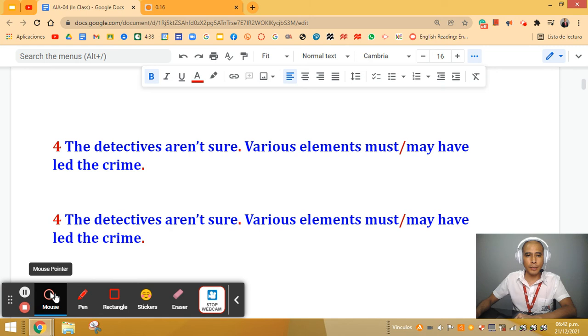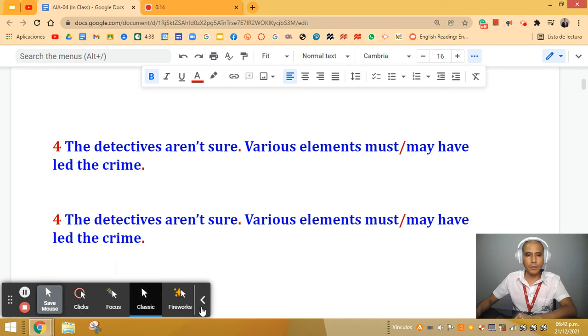Read very carefully the sentence, the exercise, and you choose the correct answer. The time is running. All right, time is up.